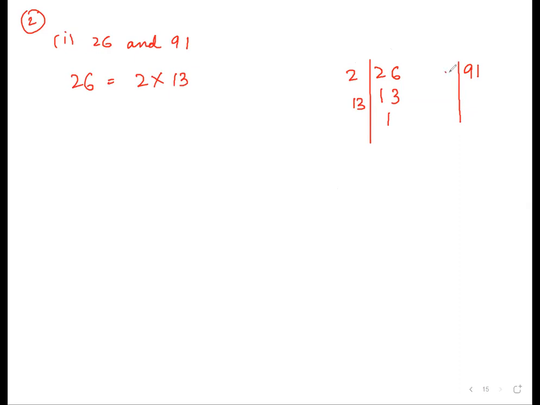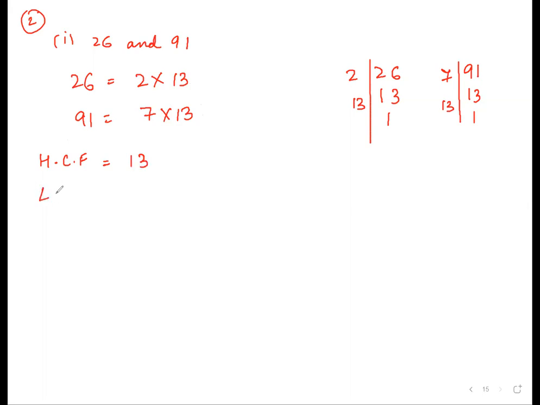7 into 1, then 21. And then again 13. So 91 can be written as 7 into 13. Now what is HCF? HCF is the highest common factor, right? So we see a number which is common in both the given numbers. So 13 is there in both one time. So HCF is 13.